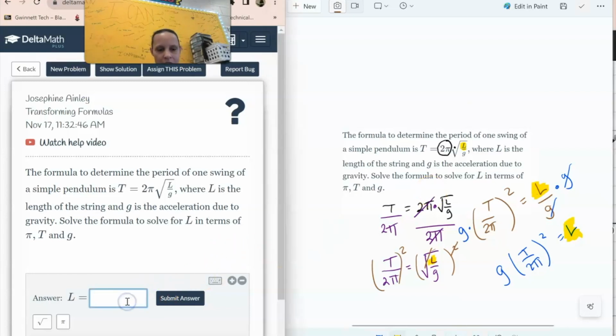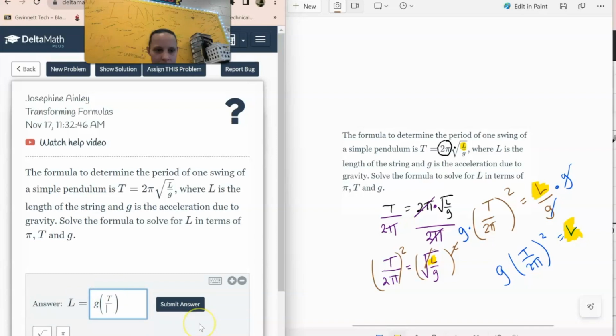You're just going to type that in exactly how you have it. G, parentheses. Then I have capital T. Make sure you're using capitals and lowercase where you need. 2 pi, so 2 pi.